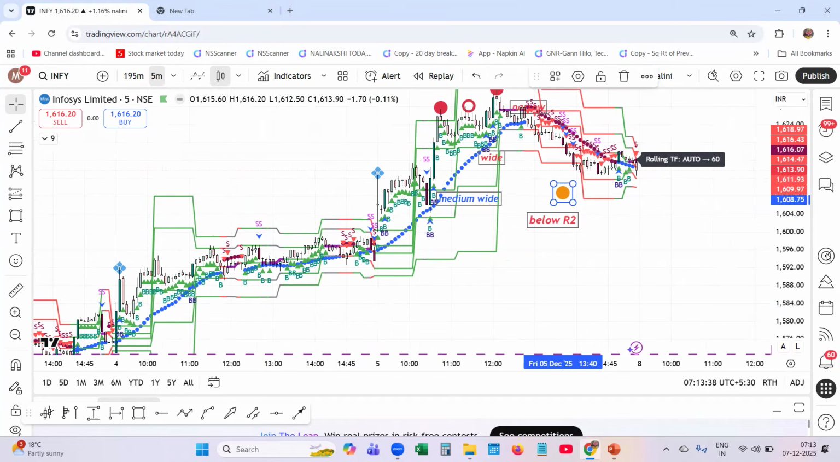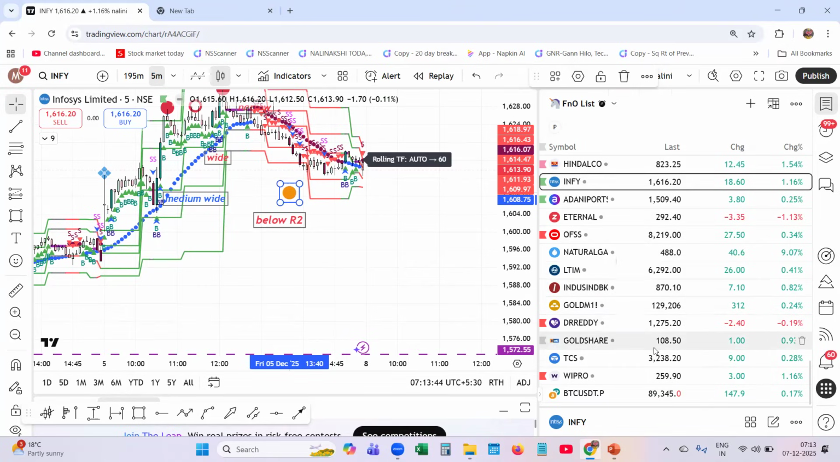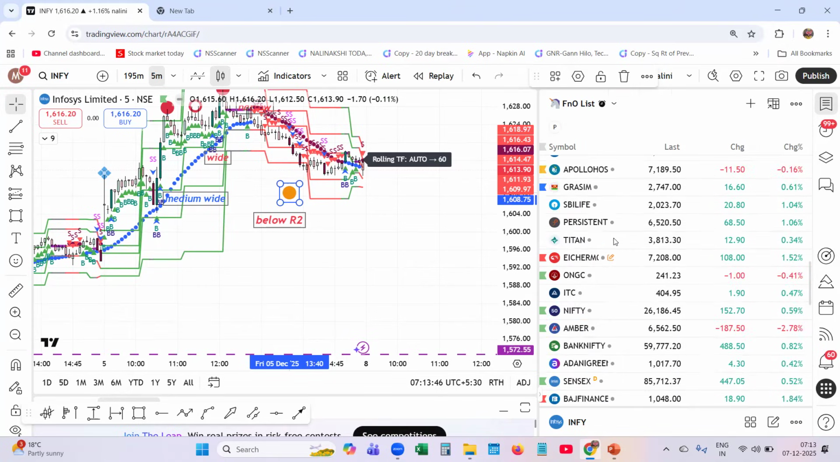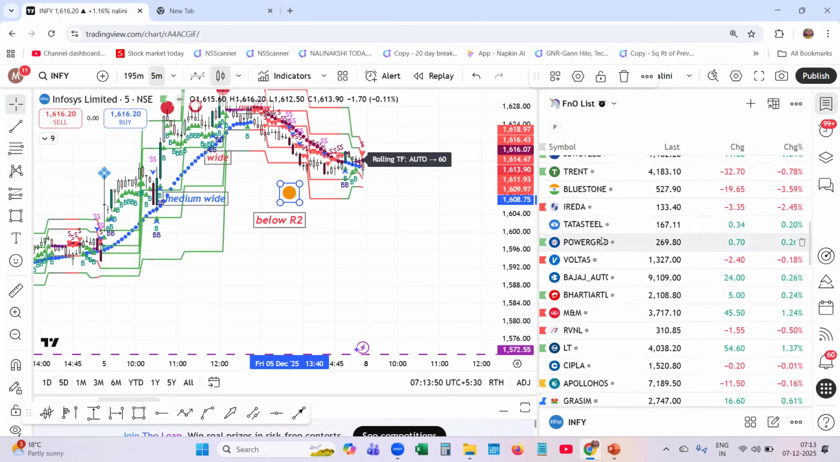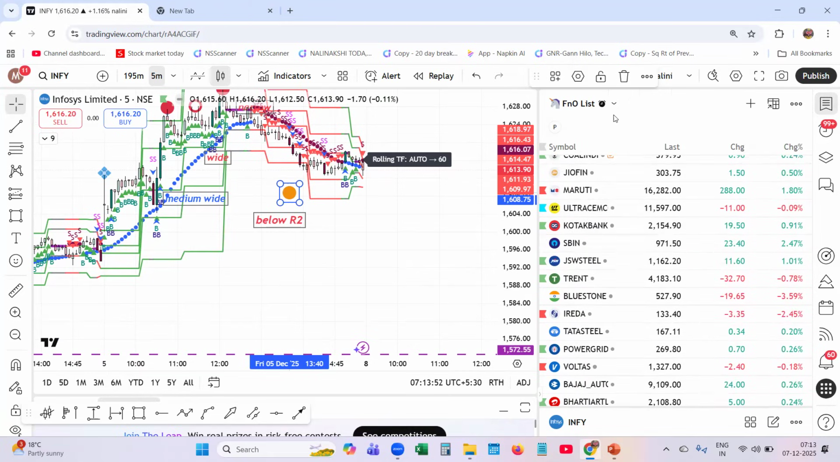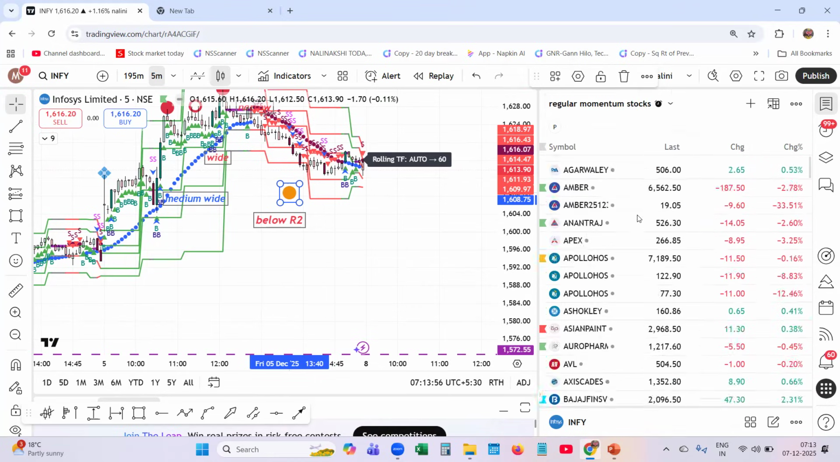So friends, like that even on the Nifty, if I take you to the Nifty chart, let me take you to the Nifty chart. No, I'm not here. I need to go to this watch list.